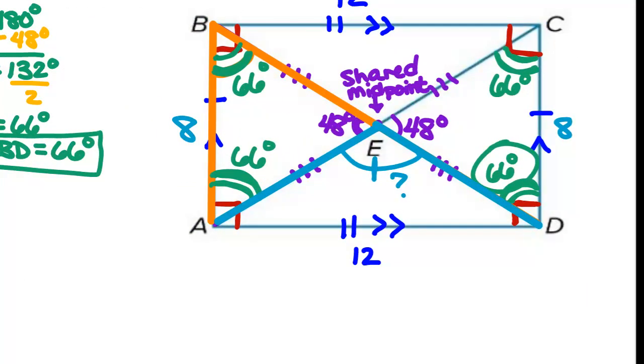So what Jesus is saying is that we could do 90 minus 66 to get this angle right here. That would be congruent to this little angle over here. Then I can add them together and subtract from 180. I see a faster way of arriving at the exact same answer. Does anybody see it?